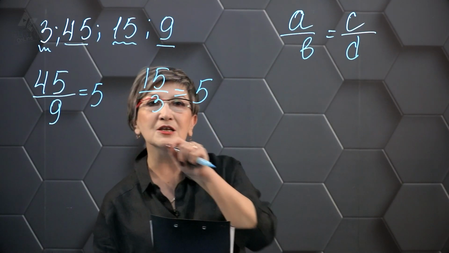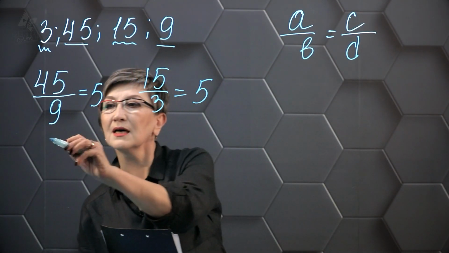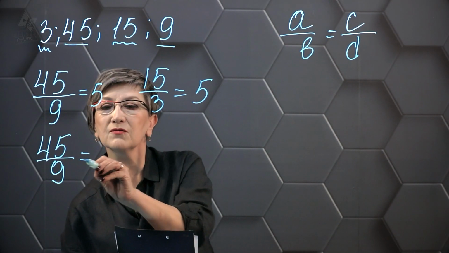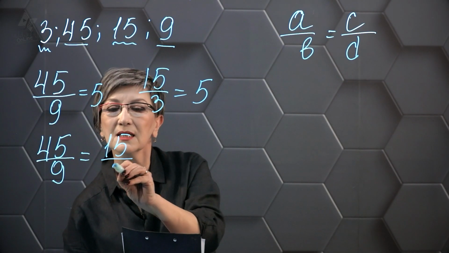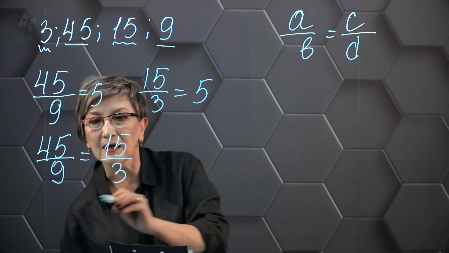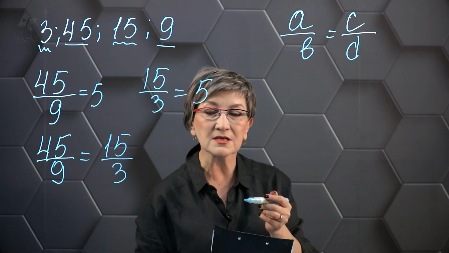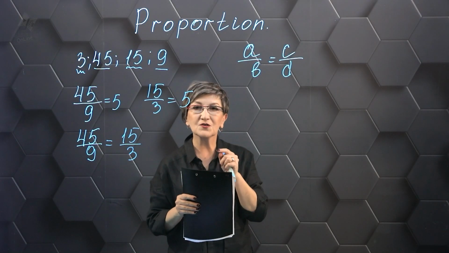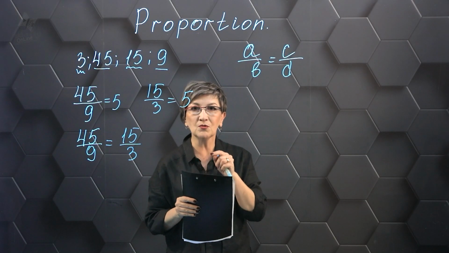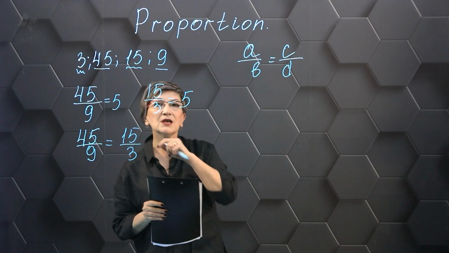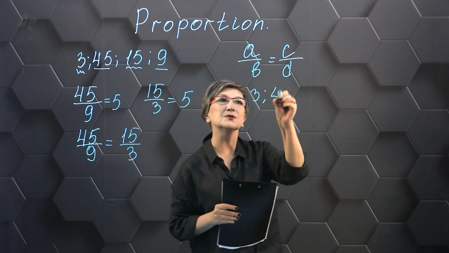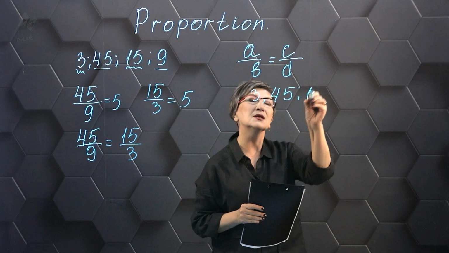So if the ratios are equal, then 45 divided by 9 equals 15 divided by 3. And this equality is called a proportion. Now, I'd like to draw your attention to the fact that we can look at other pairs of numbers. Let's write down 3, 45, 15 and 9.